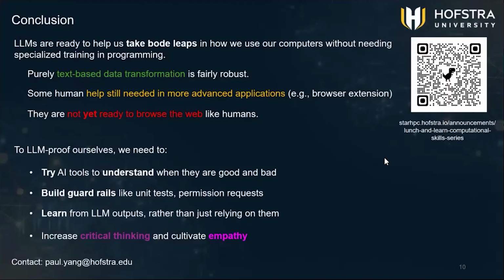So finally, for the students, if you want to be AI-proof, I highly recommend that you increase your critical thinking ability and cultivate your empathy, because those are the two things that I find AI agents are terrible at as of today.